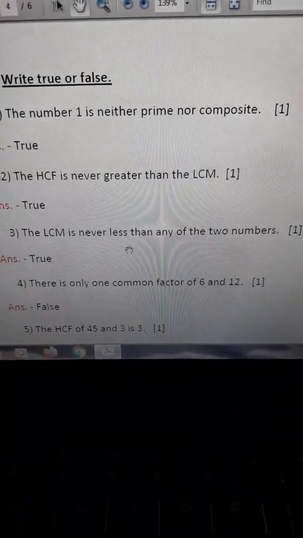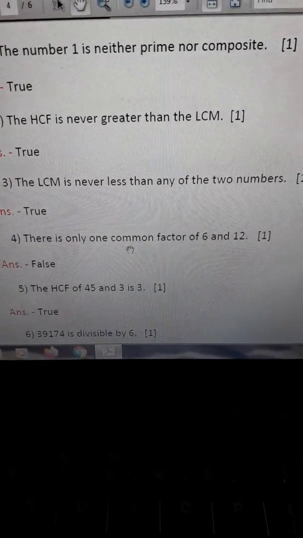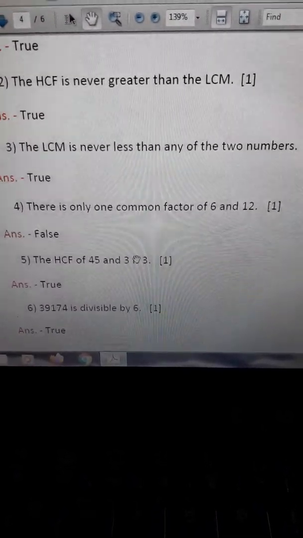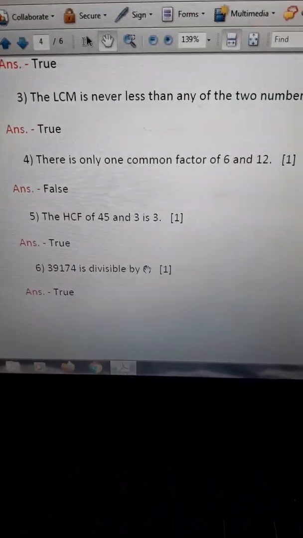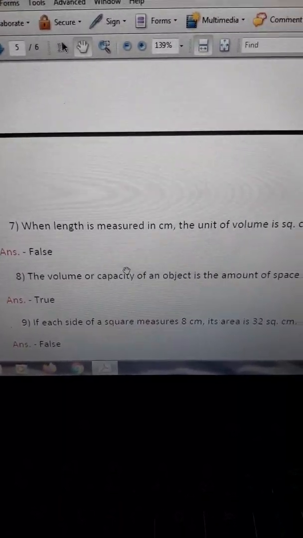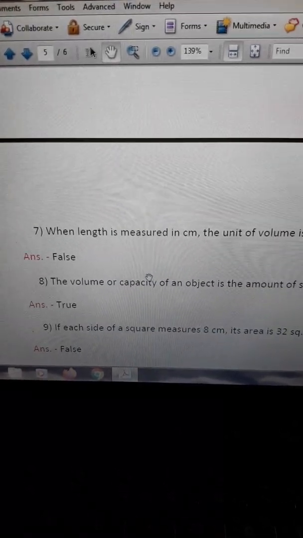There is only one common factor of 6 and 12. This statement is false. The HCF of 45 and 3 is 3. So this statement is true. 39,174 is divisible by 6. This statement is true. And question number 7: when length is measured in centimeter, the unit of volume is square centimeter. So this statement is false.